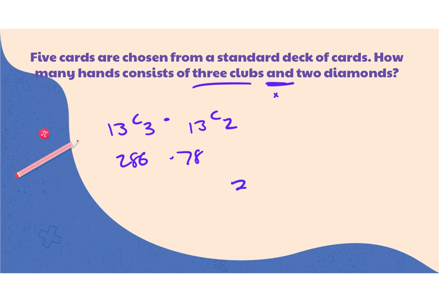So you're going to get 21,736. Oops, I messed that up. It's 286 times 78. So that is incorrect. It should be 22,308 ways.